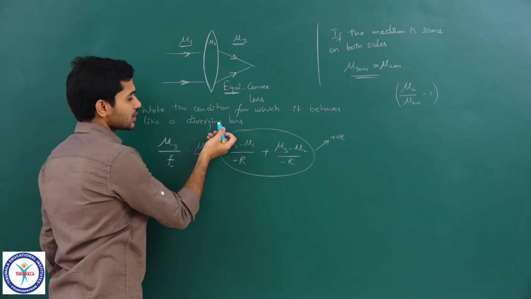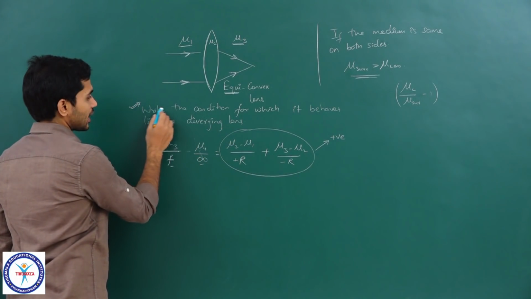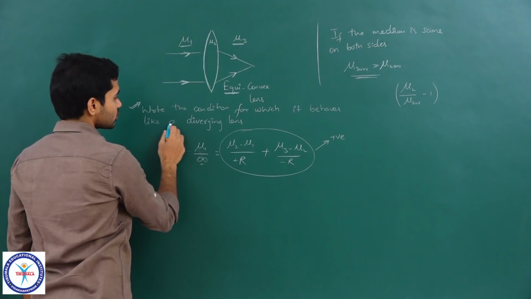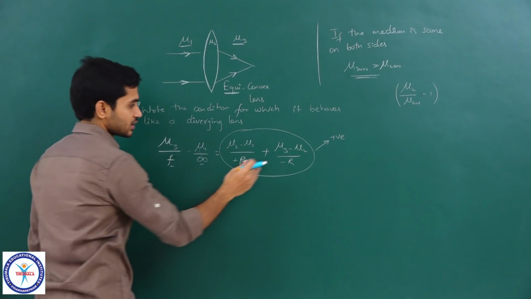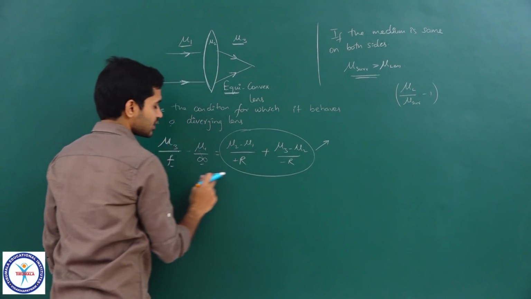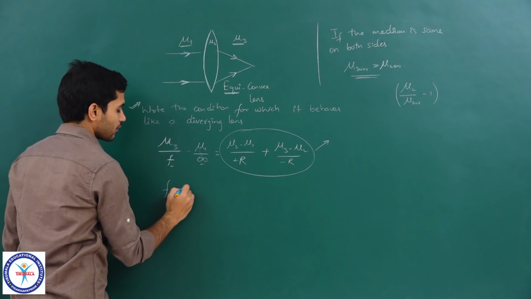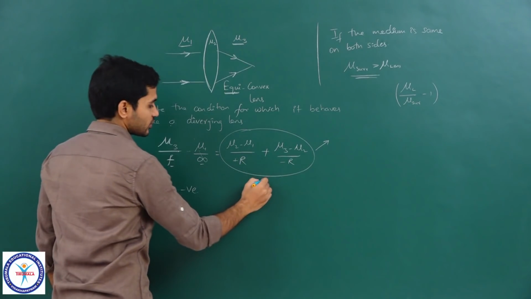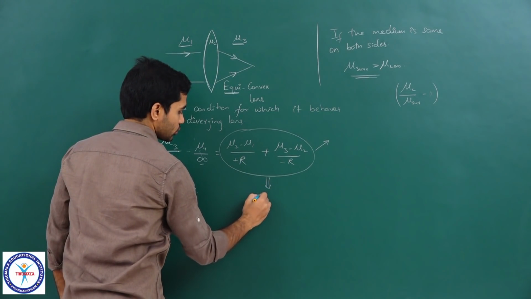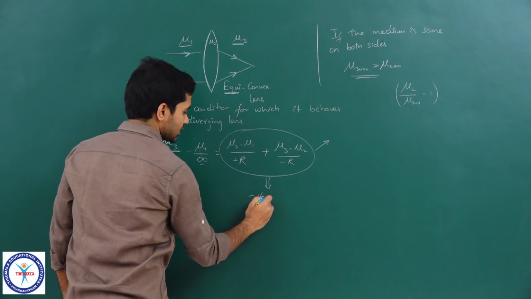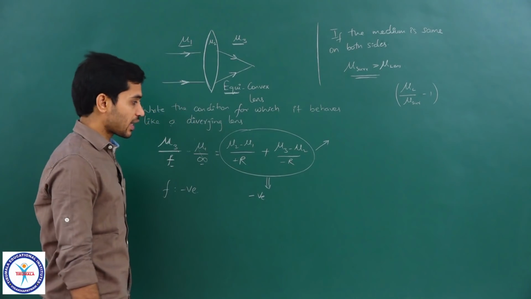So, now what are they asking me to find out? They are asking me to write the condition for which this behaves like a diverging lens. So, for this to behave like a diverging lens, we can say that this f should become negative, which means this whole parameter here should be negative. So, that is it, that is the condition we can write.